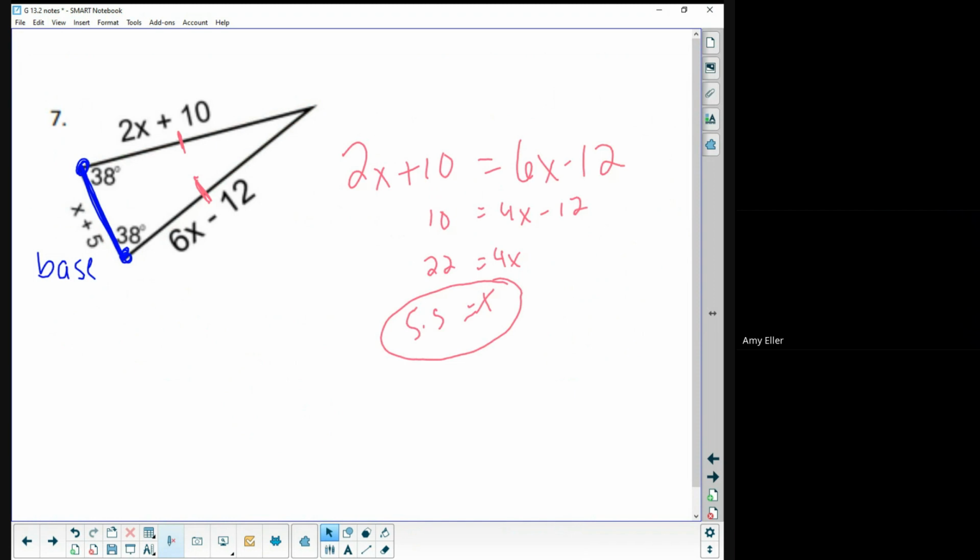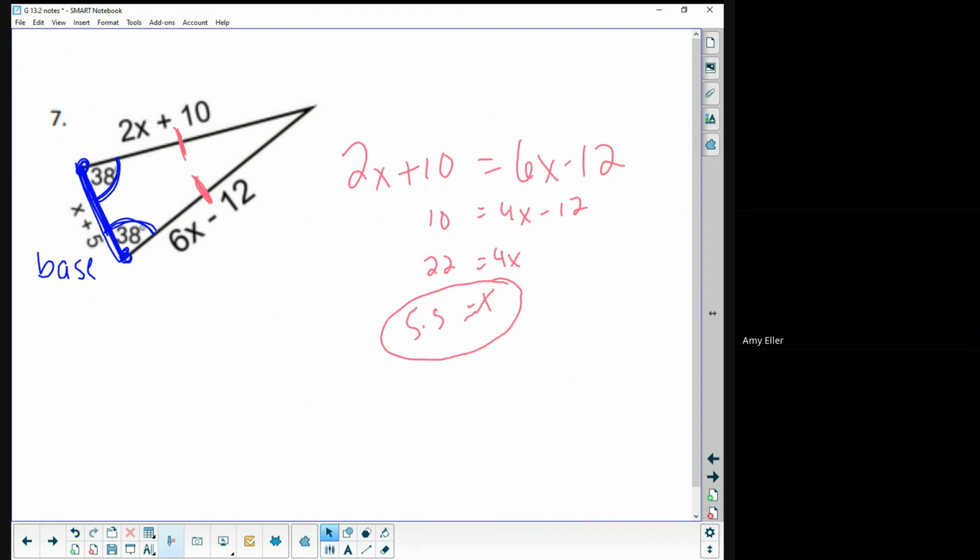You can see a lot of our problems look different. Some are sentence form. Sometimes we have angles or sides. But every time we label the base so we know what angles are supposed to match. And if this is the base, then we know what sides are supposed to match. So every problem, label the base, label the sides that match, the legs.